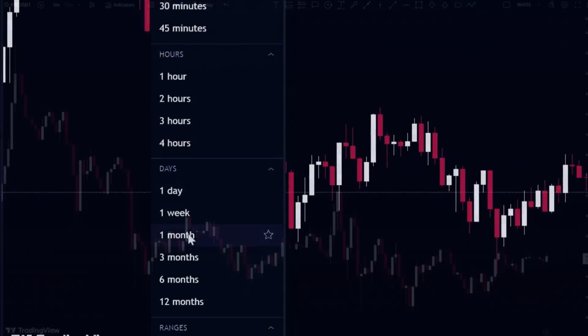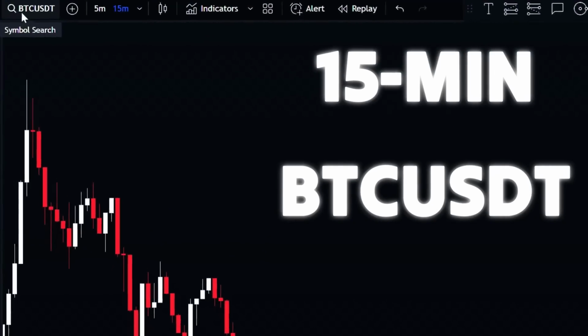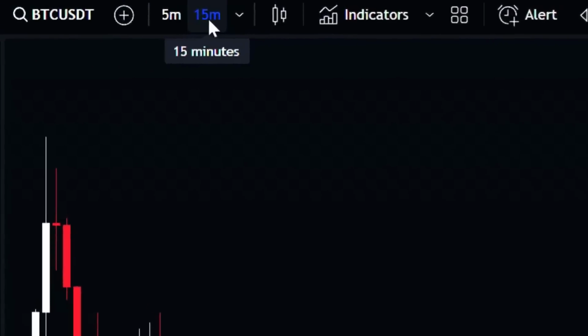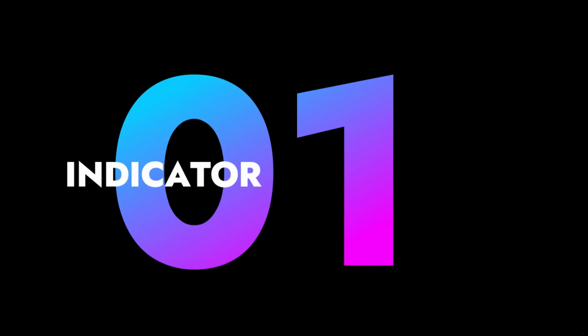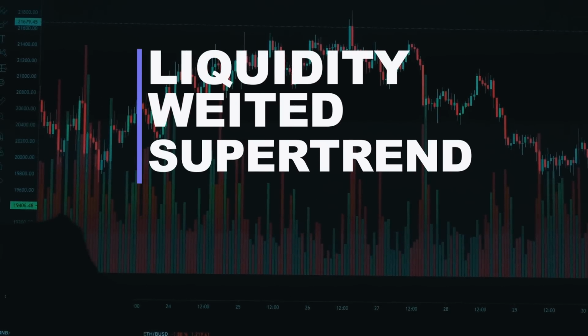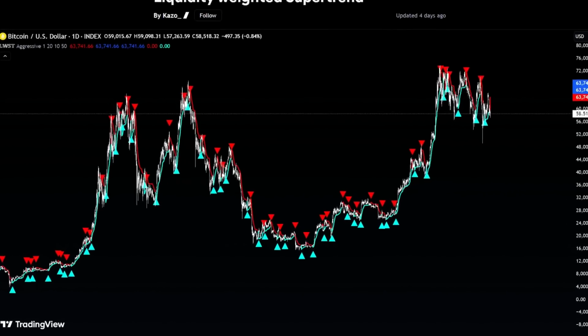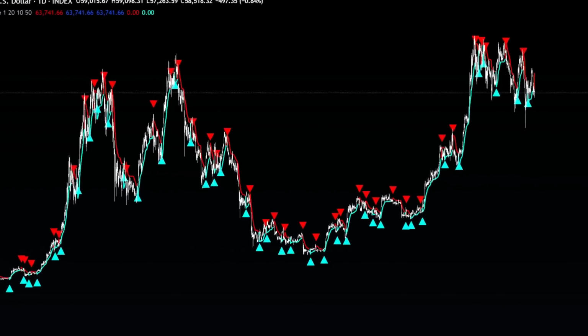Let's get started. Head over to TradingView and pick a 15-minute Bitcoin chart. We're gonna add the super cool tool called the liquidity weighted super trend. It's like the regular super trend, but way smarter because it takes into account how much money is being traded, adding it is a piece of cake.